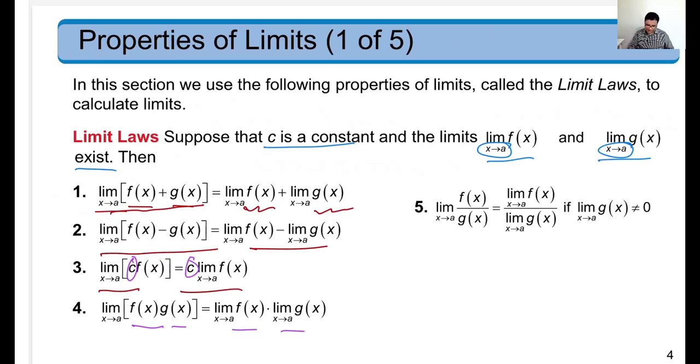Why? Because we are dividing. Okay. When you divide, everything is good if the denominator is not 0, right? So that quotient function has a limit given by the quotient of the limits of the functions, provided the limit of the denominator is not 0.